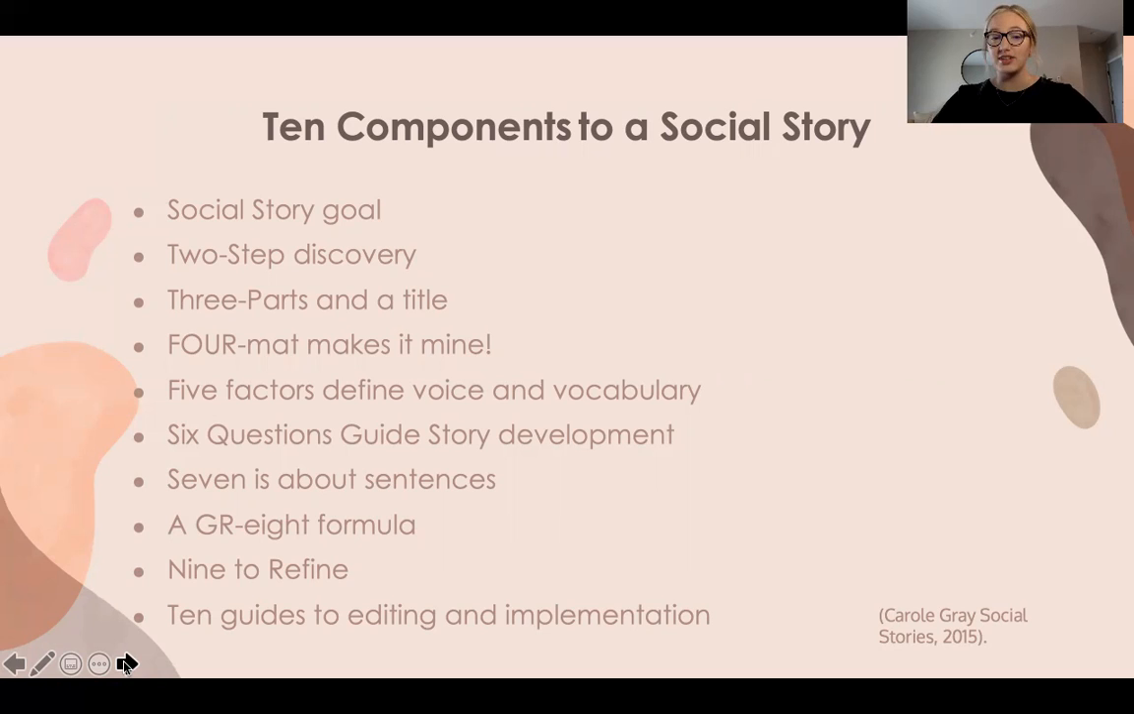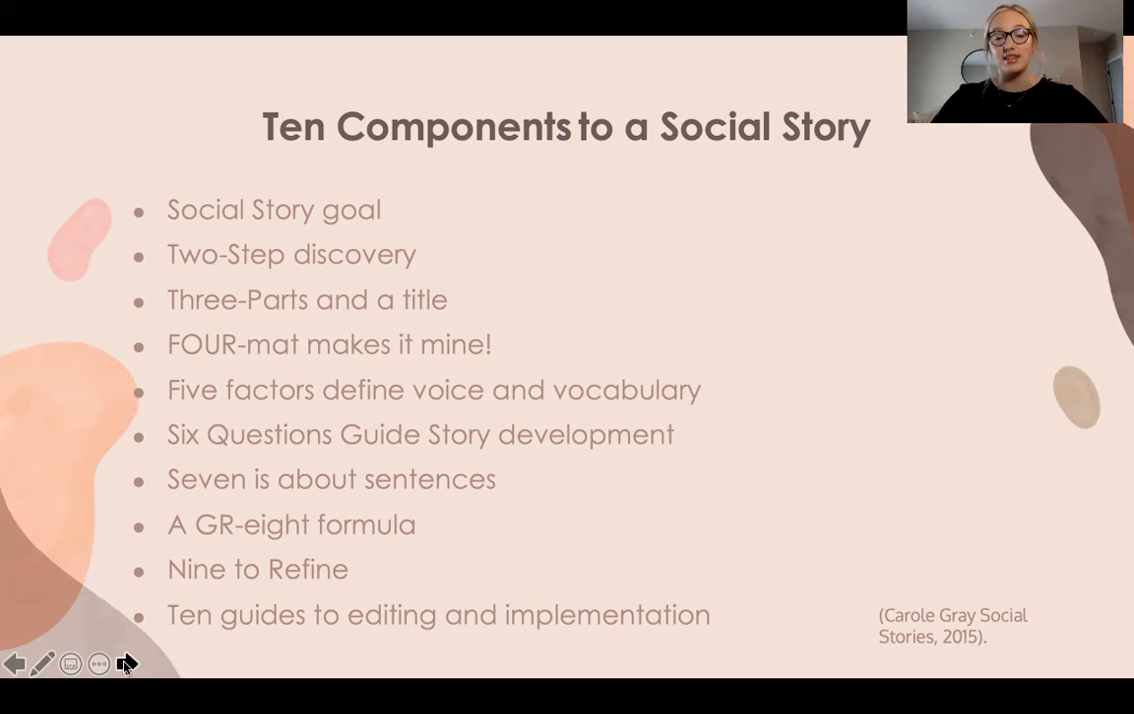3 parts in the title is the third aspect. Format makes it mine is the fourth, which is when the social story is individualized to the reader. 5 factors to define voice and vocabulary is the 5th component. 6 questions to guide story development is the WH questions of the story. So the who, what, when, where, and why.